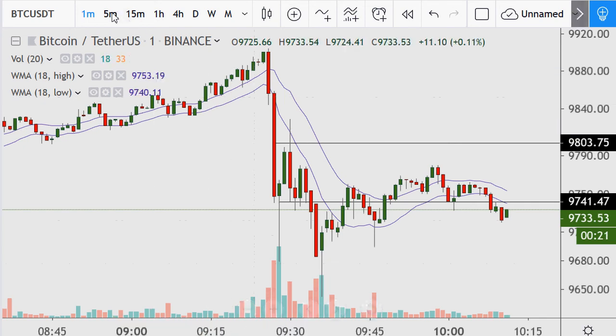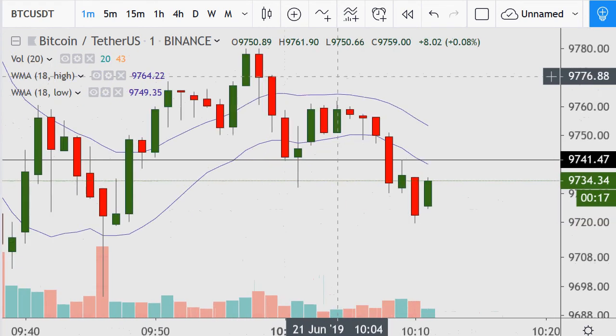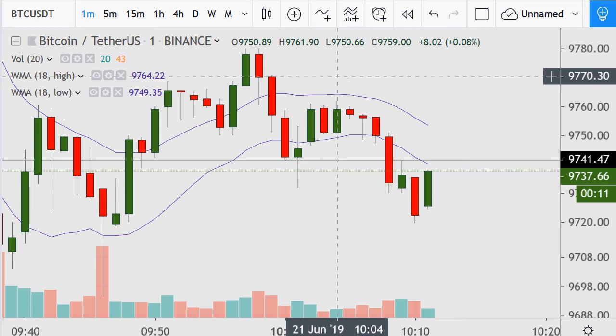In a flash of an eye, we could see how it could just... Your portfolio can barely be worth a lot more or a lot less.